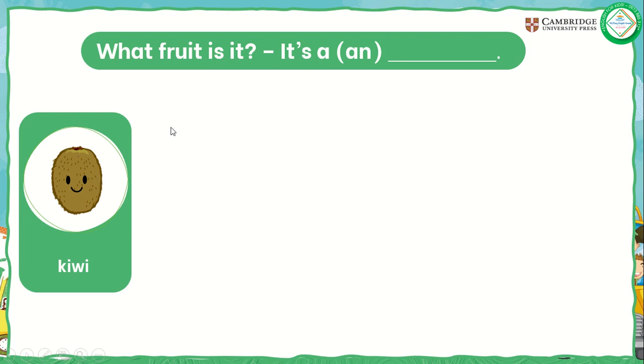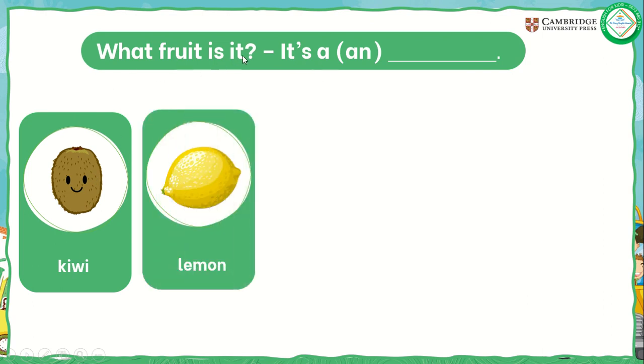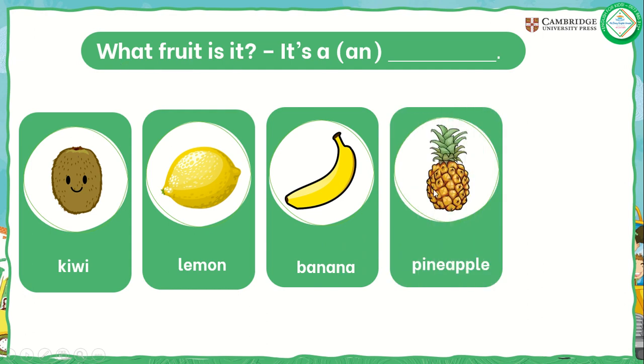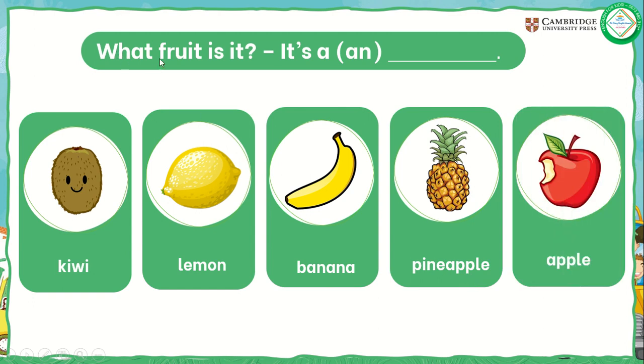What fruit is it? Is a kiwi. What fruit is it? Is a lemon. What fruit is it? Is a banana. What fruit is it? Is a pineapple. What fruit is it? Is an apple. Okay? Now, is a kiwi. Is a lemon. Is a banana. Is a pineapple. Is an apple.